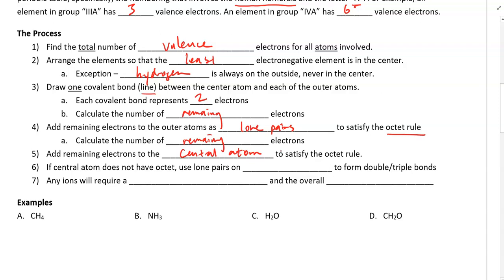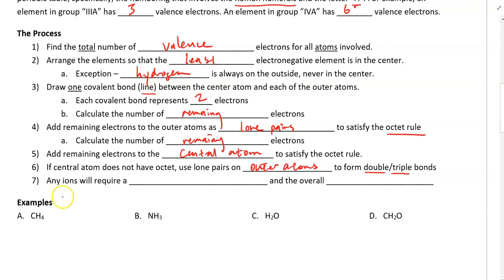If your central atom does not have the octet, you can then use lone pairs on outer atoms to then form double and triple bonds. Notice how, again, in this whole process, the only time you really start seeing double and triple bonds is at the end. There's a tendency to want to try to add double and triple bonds at the beginning. Y'all, you gotta wait till the end. It's going to be the most consistent way to do this.